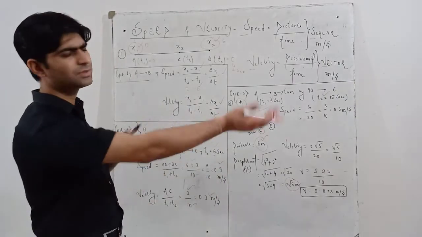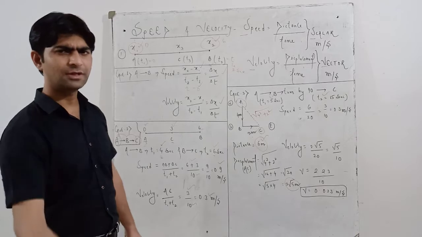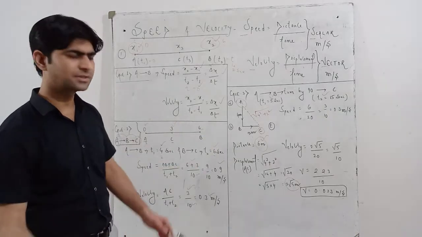So from B to C we are taking more time. You may write, for example, you may take less time also. This is just an example.